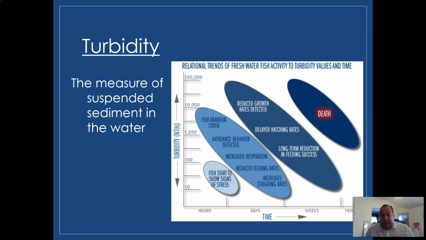They're going to have reduced feeding rates, increased coughing rates. Then if it gets to weeks, you're going to have reduced growth rates, delayed hatchling rates, and long-term reduction in feeding success. And if you get to months of turbidity and lots of turbidity, you can end up with the death of the fish in the habitat. So it's really important for certain fish species, not for all of them, but for certain ones, to have clean water without a bunch of sediment in it. And that goes back to the importance of our riparian zones and being able to keep sediment out of the water.